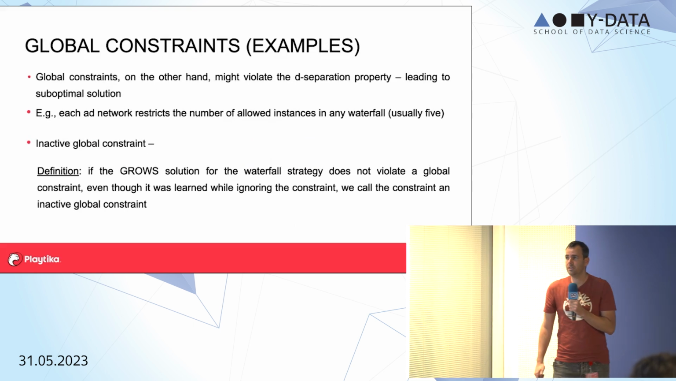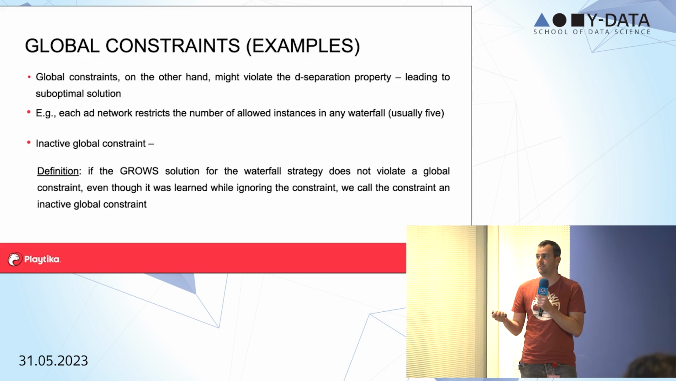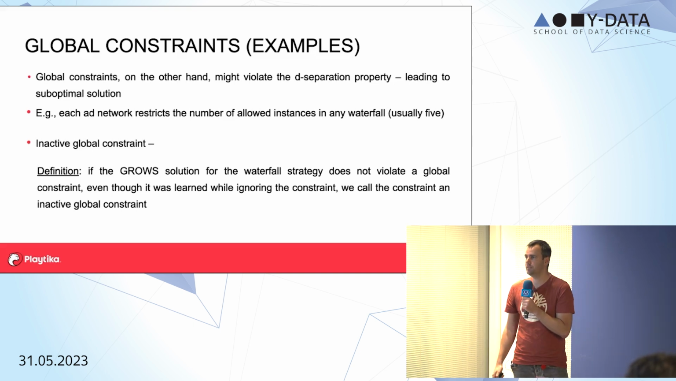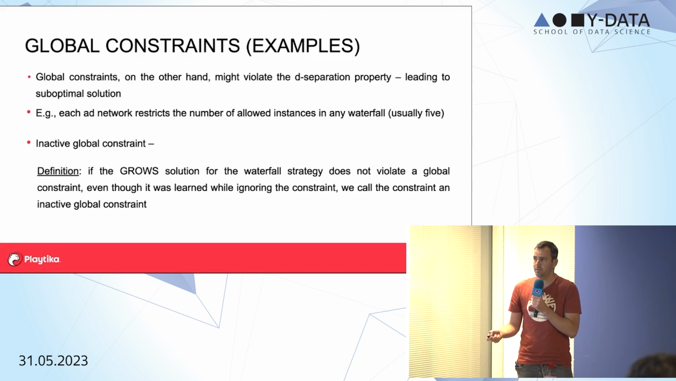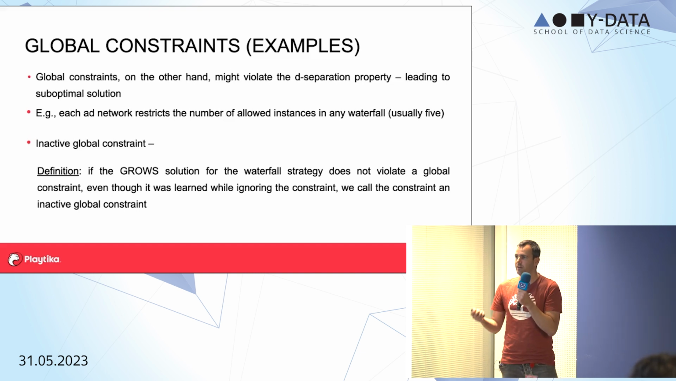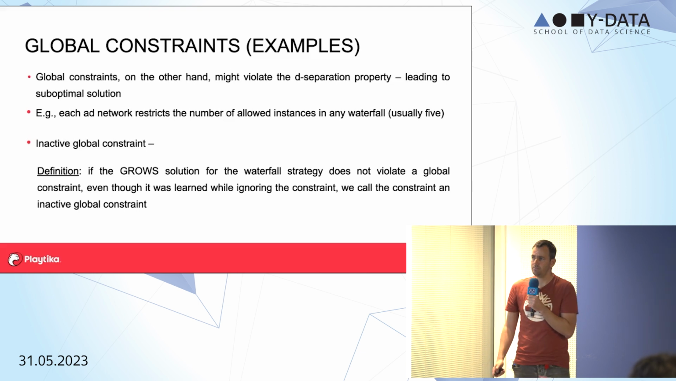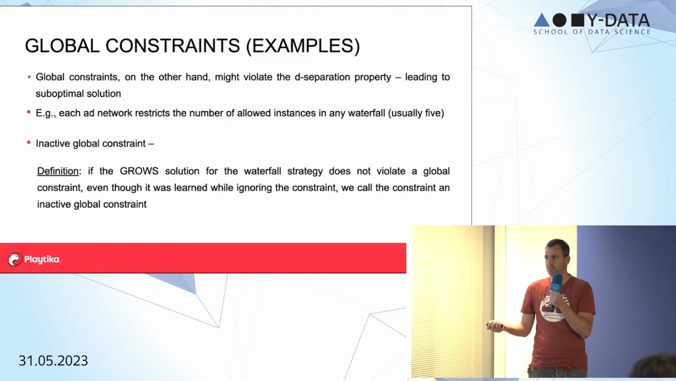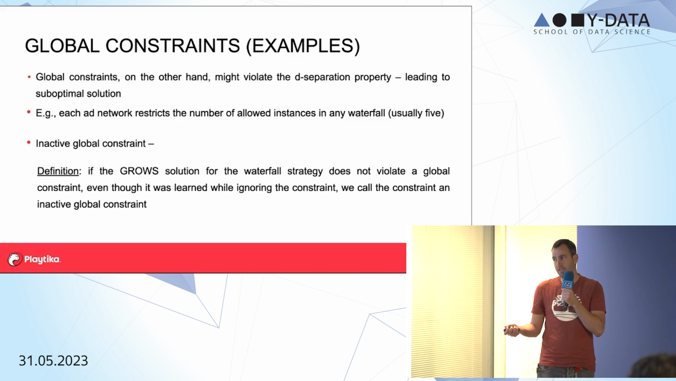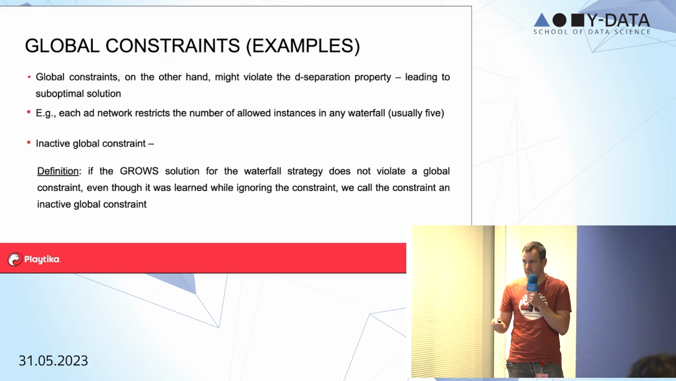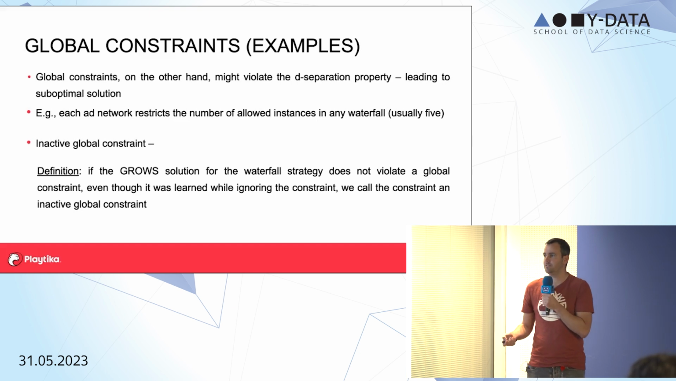And the global constraint. The global constraints, on the other hand, might violate the D-separation property of the Viterbi solution, which will lead to a suboptimal solution. For example, the network restricts the number of allowed instances in any waterfall, usually 4, 5, or 6, depending on the network. And inactive global constraints: the definition is that if the solution for the waterfall strategy does not violate a global constraint, even though it was learned while ignoring the constraint, we call the constraint an inactive global constraint, and vice versa for the active one.